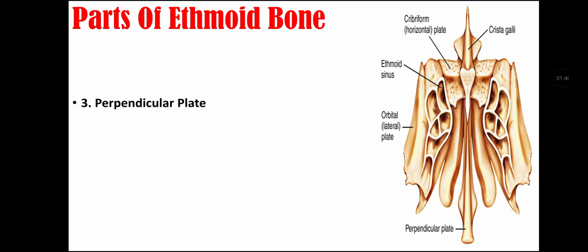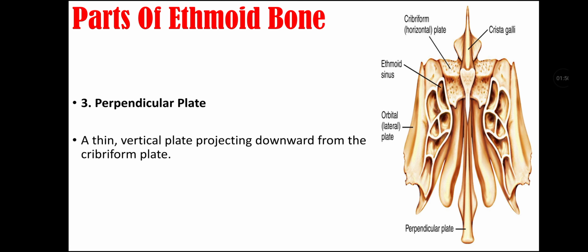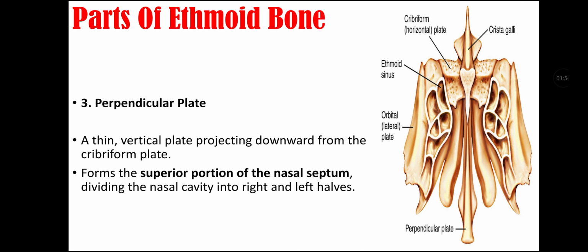Next part of ethmoid bone is perpendicular plate. As you can see in diagram, it is a thin vertical plate that projects downward from the cribriform plate. It forms the superior portion of nasal septum, thus dividing the nasal cavity into right and left halves.